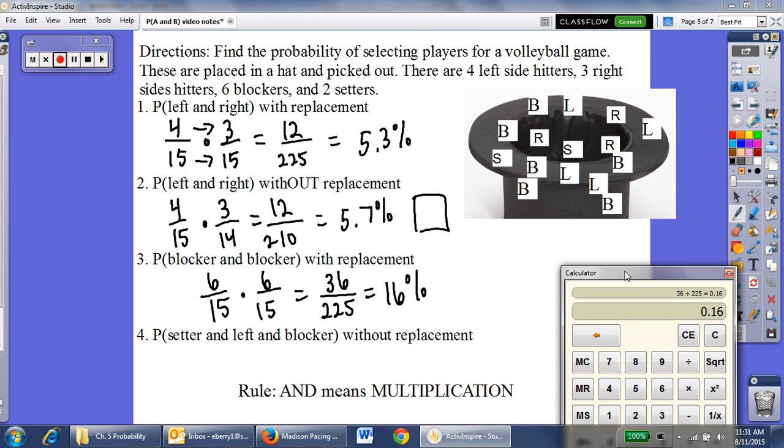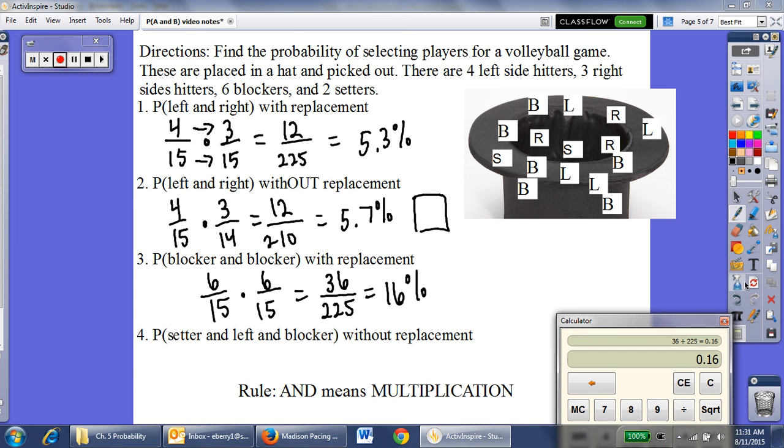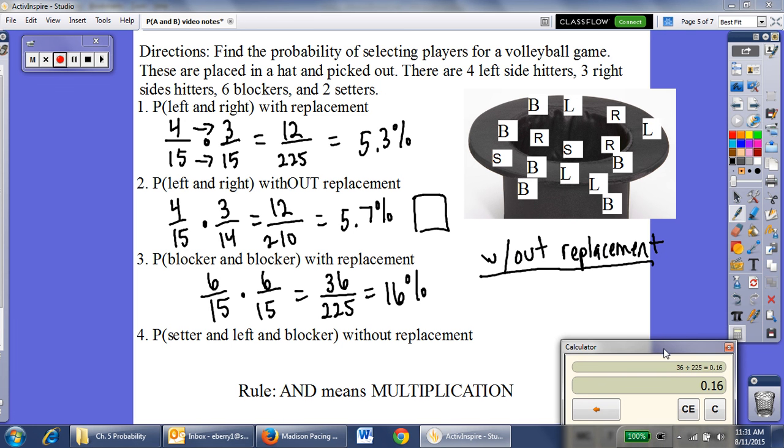All right, and let's actually do one more problem. Let's add this in. Let's do the same thing and do that without replacement. I want to make sure you guys understand the difference between the two, with putting it back in the hat or keeping it on the outside. So let's do that same problem one more time. So the probability of getting a blocker would be 6 out of 15.